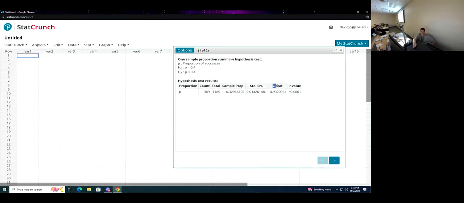Our test statistic that we want to write down is this one. So my z-stat is negative 4.932. And my p-value is less than 0.0001.